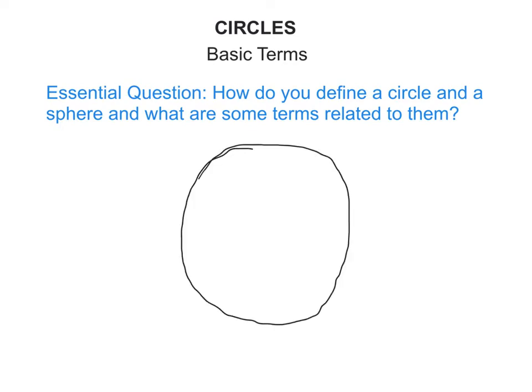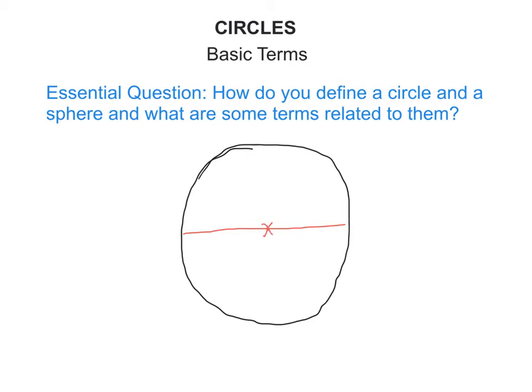Now let's assume that we've got a circle. This is a rather crude-looking circle, but we have some more definitions to talk about. First of all, we know what a diameter is. A diameter is a line that goes through the center of the circle and touches both ends of the circle. That's the diameter.